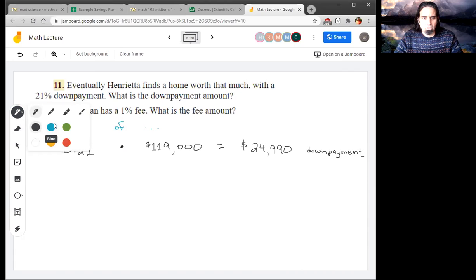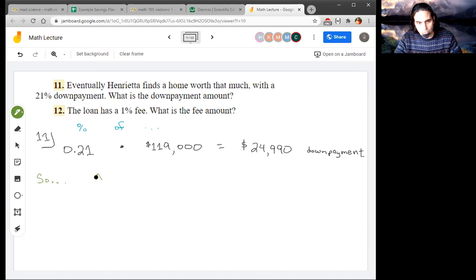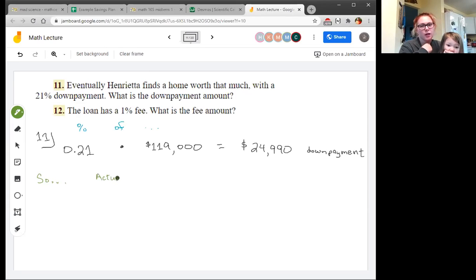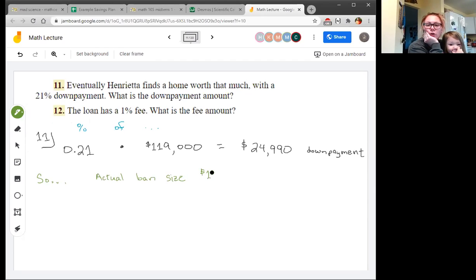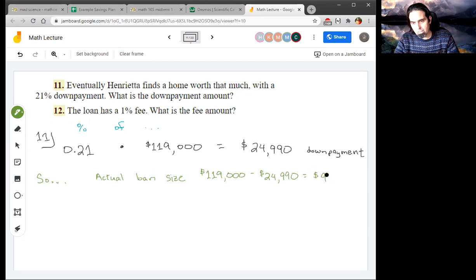So it doesn't ask us this yet, but we have to figure it out anyway. What's the actual loan size going to be? Well, you would take the 119,000 and subtract the 24,990, and then the actual home loan would be $94,010. $94,010, you said? Yes.